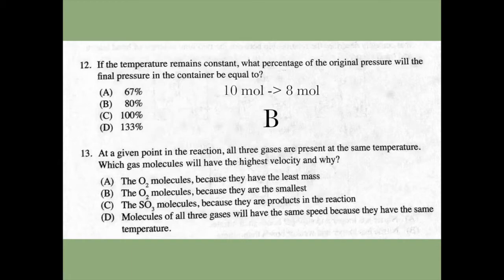At a given point in the reaction, all 3 gases are present at the same temperature. Which gas molecules will have the highest velocity and why? So if they're at the same temperature, you know that the kinetic energy of all of them is going to be the same, which means the one with the smallest mass will be the one with the fastest velocity, because KE equals 1/2 mv squared. So I know that it's going to be A because O2 has a smaller mass than SO3 and SO2.